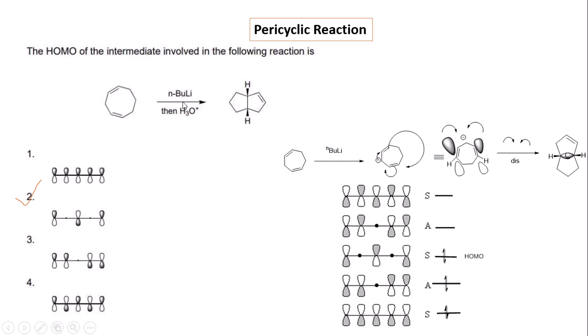In presence of n-butyl lithium, a carbanion is produced, and this is a pentadienyl anion system. This system has 5 pi molecular orbitals, and according to their electronic occupation, the HOMO, that is the highest occupied molecular orbital, has 2 nodes, and this corresponds to option 2. So option 2 is the correct one.